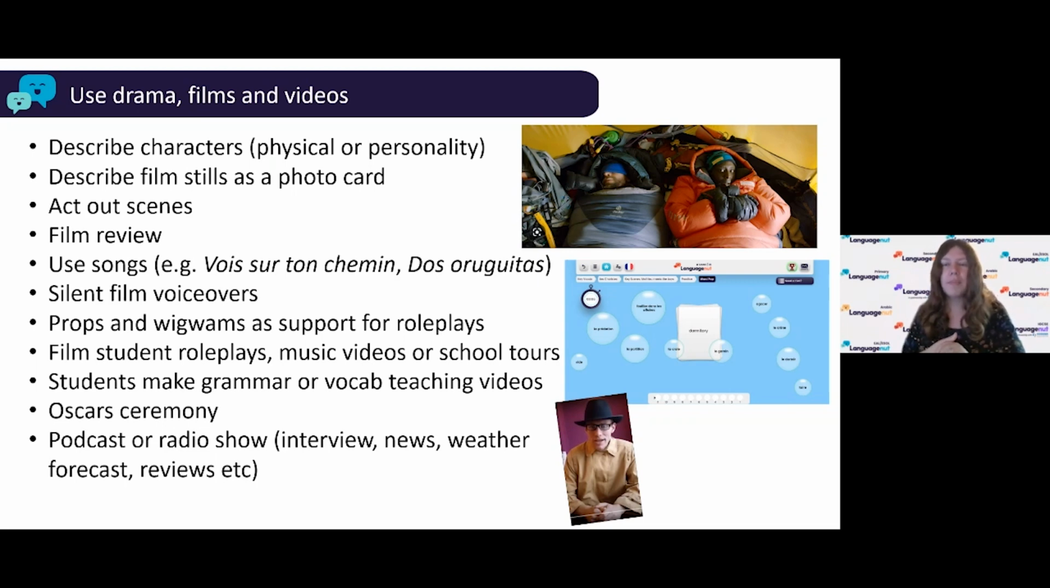Using songs, again, I talked about this quite a lot more in the previous film webinar that we did, so check that out for a bit more information on that. But lots of films have an important song in them. For example, Vois sur ton chemin is from Les Choristes, amongst many other songs they sing.